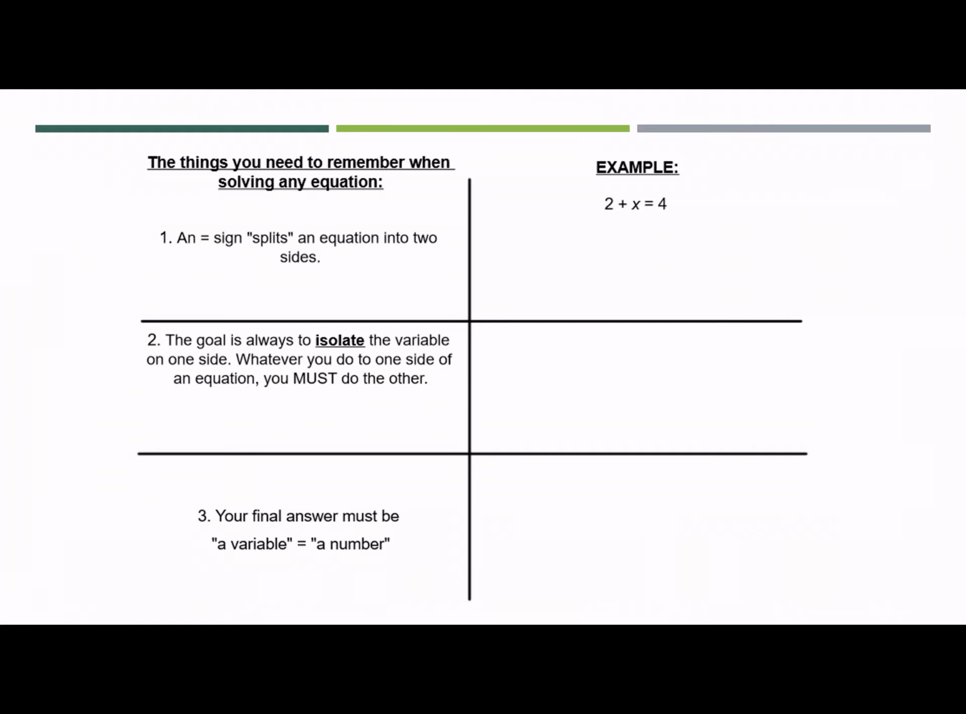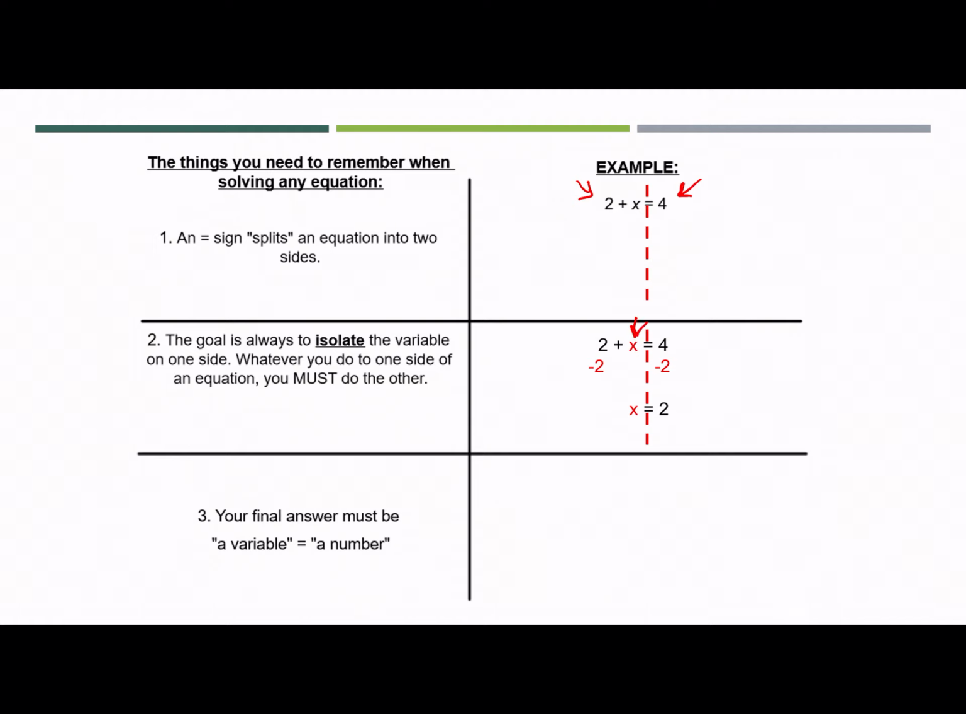All right, so things you need to remember when you solve any equation. An equal sign splits an equation into two equal sides. So essentially, you can draw a line down at that equal sign. And we call the sides, the 2 plus x would be one side and the 4 would be on the other side of the equal sign. So when we refer to one side of the equation, or the left side or the right side, that's what that means, on different sides of the equal sign. So the goal is always to isolate the variable on one side. And you have to keep in mind that whatever you do to one side of the equation, you must do to the other.